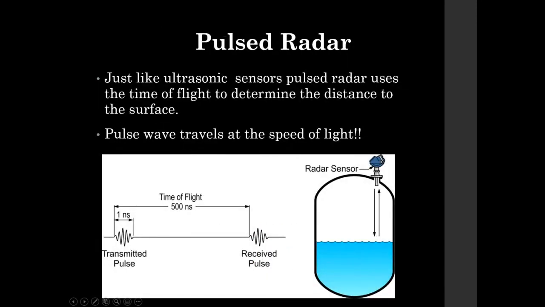Okay, pulsed radar, just like the ultrasonic sensor, uses the time of flight. All these technologies do. The pulsed wave travels at the speed of light, so it's really very fast. And I don't think we mentioned much more than that.